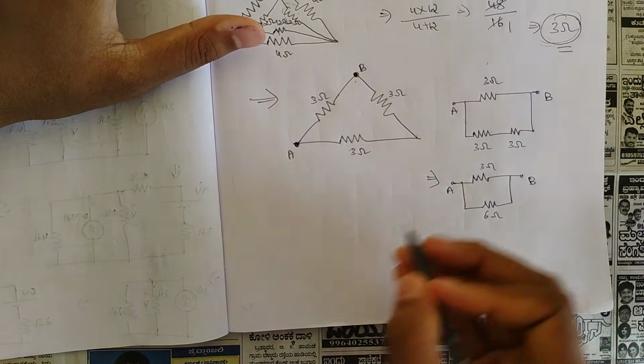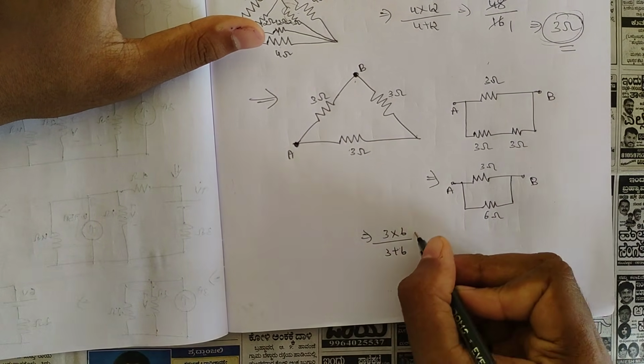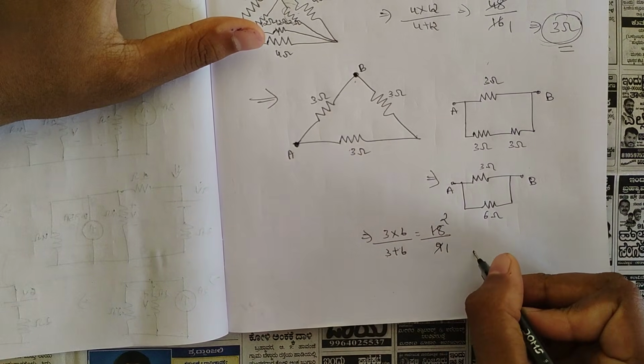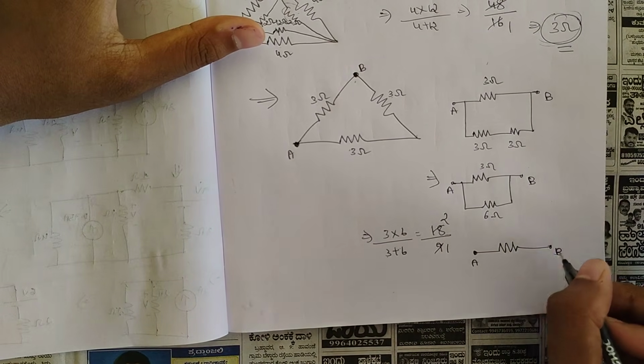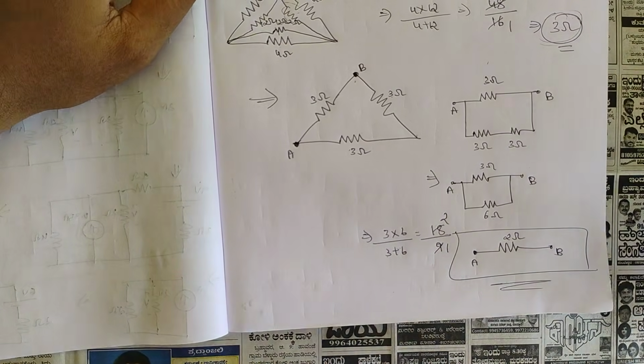Now in our final connection, these two are in parallel. So we do 3 into 6 divided by 3 plus 6. That is 3 sixes are 18, 3 plus 6 is 9, 9 twos are 18. So our final answer is that between the terminals A and B we are reduced to a single resistance, and the value of that resistance is 2 ohm.